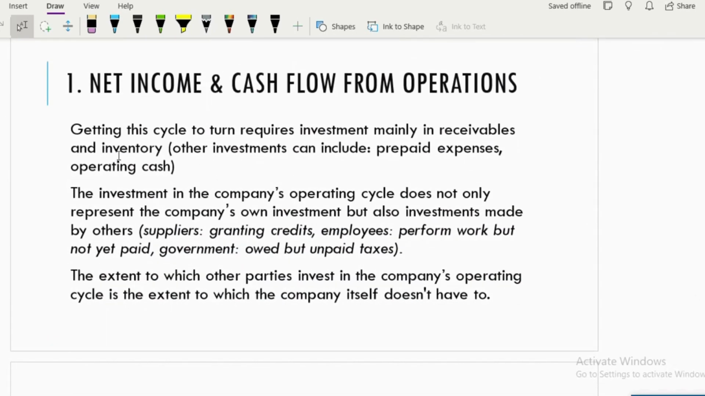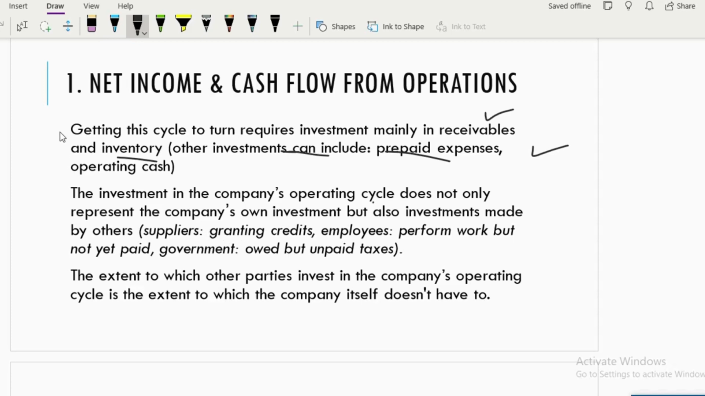So getting this cycle to turn, to appear again and again, requires investment. So how do you invest? You invest in receivables, means you don't collect the money immediately from your clients, so your money is blocked in receivable. Also inventory, or you have some other investments like you pay some expenses in advance. So the investment in the company's operating cycle is not only from the company. Sometimes your suppliers also help you out.